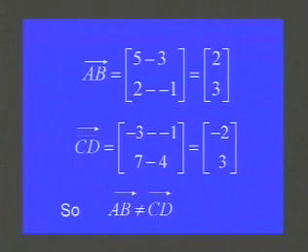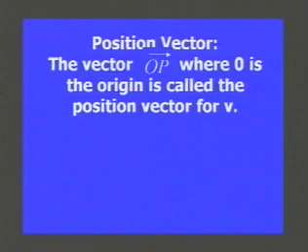Okay, so just find the algebraic vectors and then compare them. Okay, next you need a definition, and this is called the position vector. The vector OP, where O is the origin, is called the position vector for V.